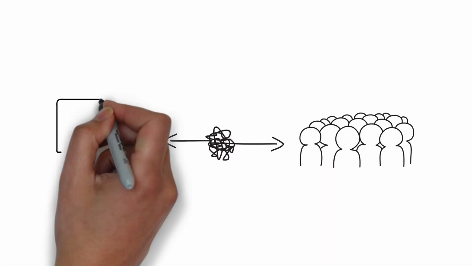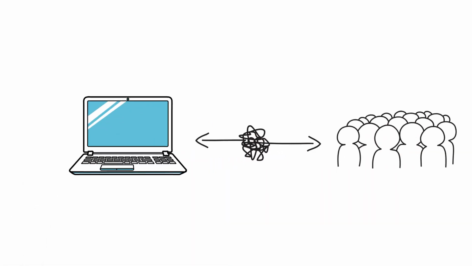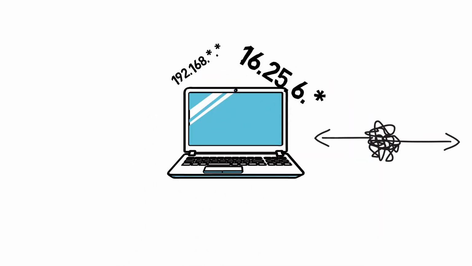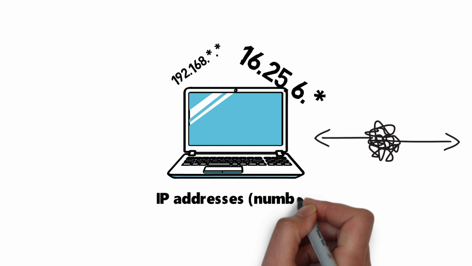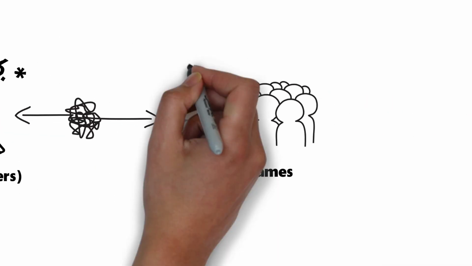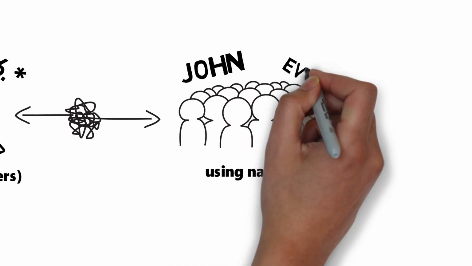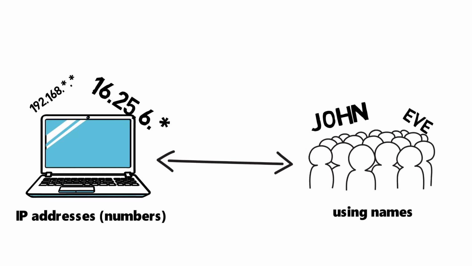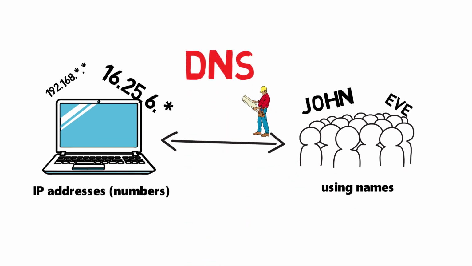People are different from computers in many ways. One of them is that computers operate better with numbers. Therefore, in networking we have IP addresses. Humans, on the other hand, are accustomed to using names. It's easier to remember a name rather than a number. To overcome this barrier and make communication a lot easier, networking engineers developed DNS.